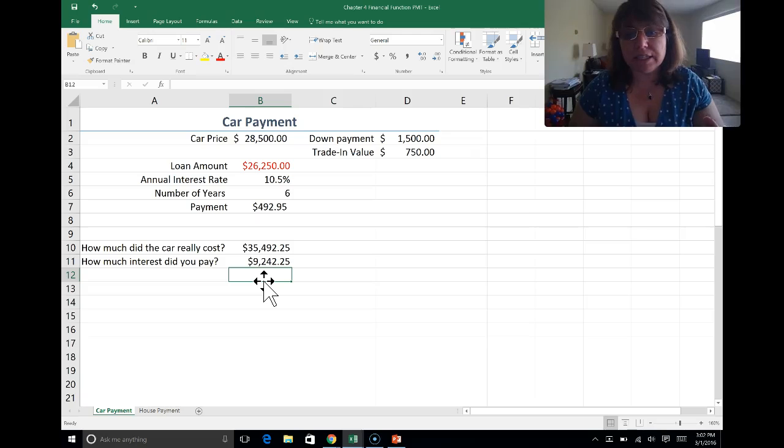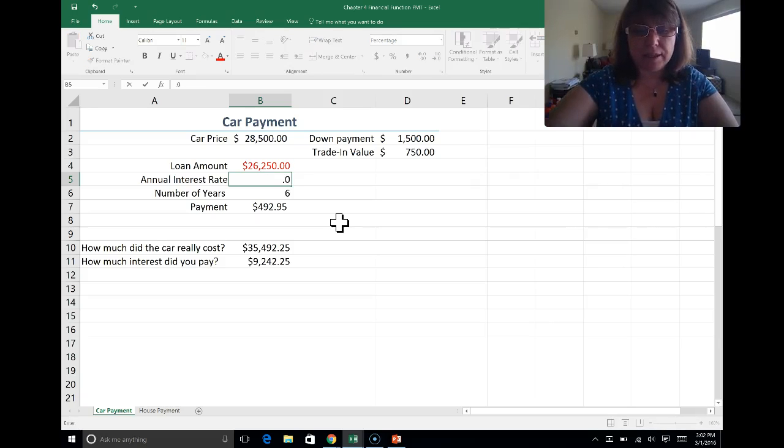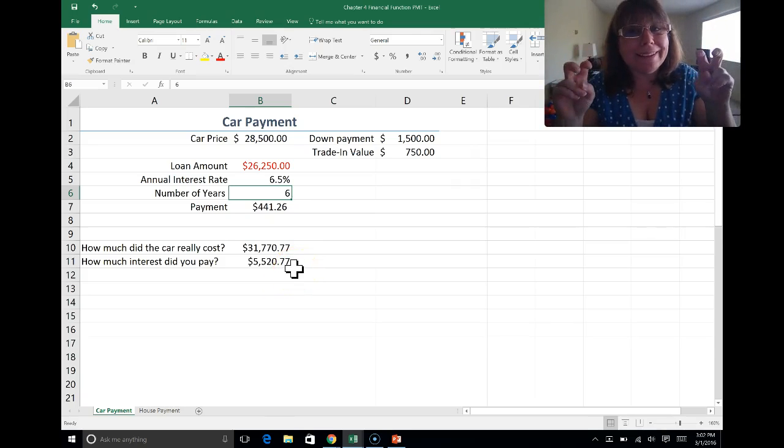But let's take a look at this and consider, well, maybe my interest rate was a little high. Maybe my interest rate was not 10.5%. Maybe it was 6.5%. That helped a little bit. That lowered my payment about $50 a month. And the car really cost $31,770 and change. And I only, I know I say that in jest, only paid $5,500 in interest.